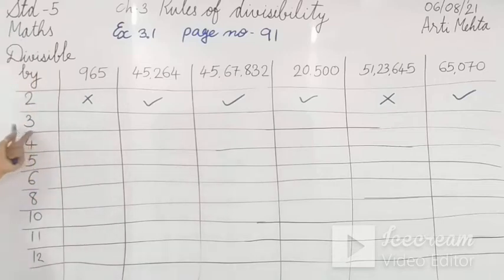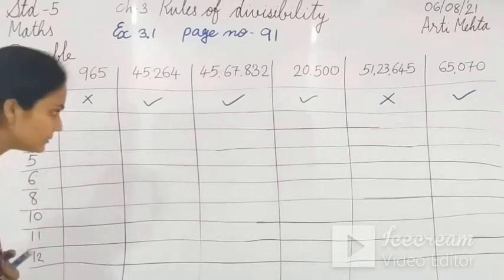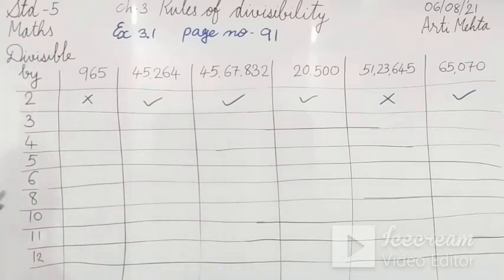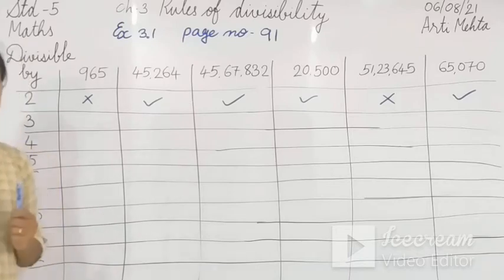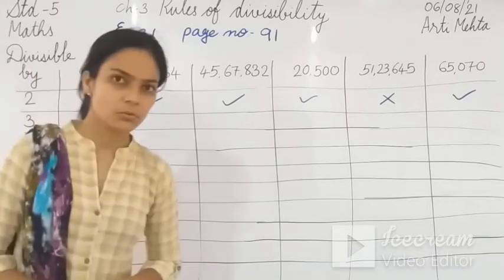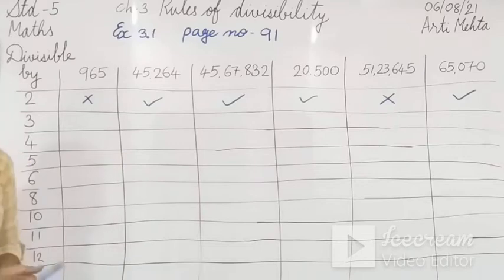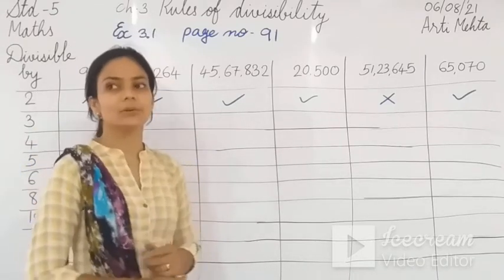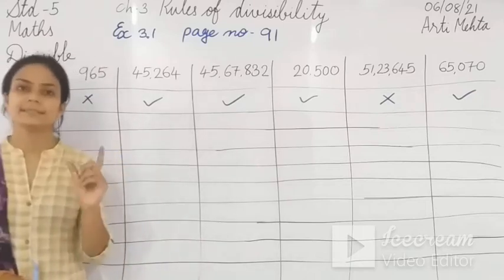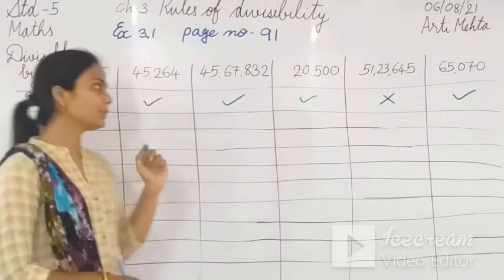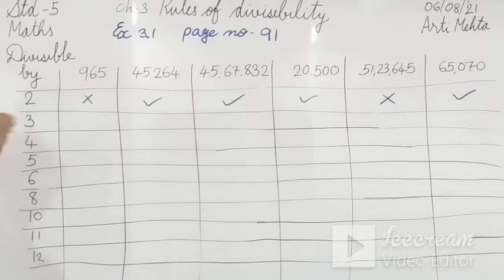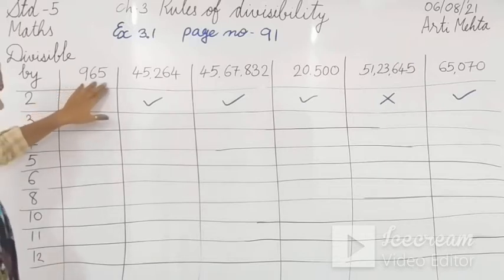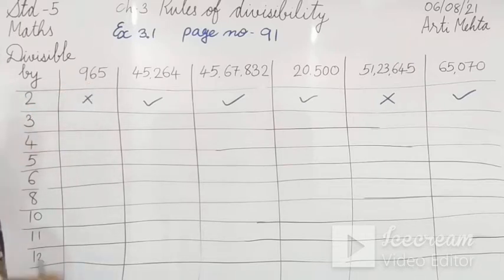Okay, ये हुई 2 की divisibility. Now we will see the divisibility by 3. Okay, the rule of divisibility by 3 was that if the sum of the digits can be divided by 3, okay, अगर sum of the digit 3 के साथ divide होता है तो वो full number क्या है? 3 की divisibility है.